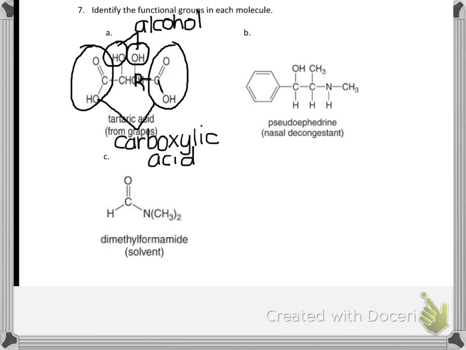Now let's look at letter B. Well, I see right here a nitrogen, that's going to tell me that it has a functional group. I see an OH on oxygen, there's a functional group. And then this big ring here is also considered a functional group. It's on the hydrocarbon table. Well, I recognize OH from the previous one as an alcohol.